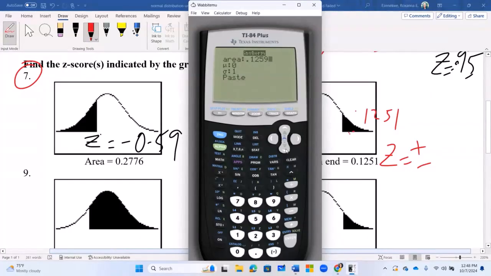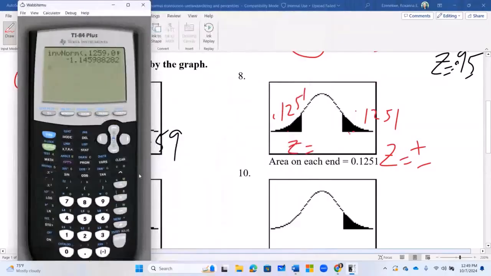And then the mean of a standard normal is 0. The standard deviation of a standard normal is 1. So I am going to paste. So the z-score corresponding to that area is negative 1.15 approximately. So negative 1.15.